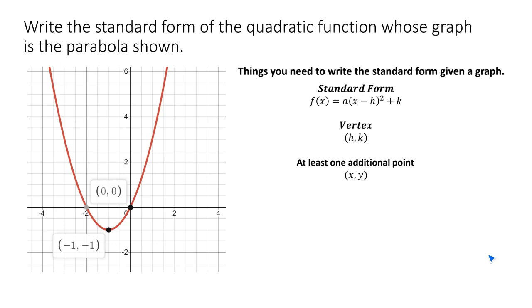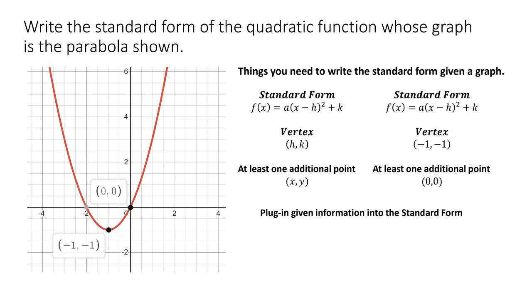And so these are the things that you're going to need. You need to know what the standard form is. That's just f of x equals a times parentheses x minus h squared plus k. You need to have a vertex, and you need at least one additional point. So they give me the vertex here, and they give me an additional point. If they don't give you an additional point, you could use any point you want as long as you know what the point is. So like I could have used -2 and 0 instead of 0, 0. But I wouldn't want to pick this point because I don't know what that is. So always make sure you pick one that you know for sure is on the parabola.